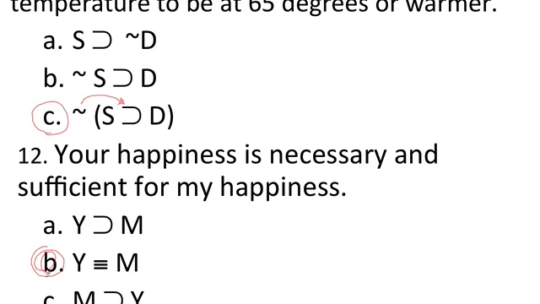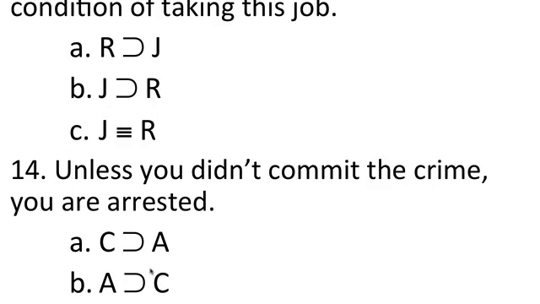Your happiness is necessary and sufficient for my happiness. Remember, triple bar is the notation, the operator we use for the phrase necessary and sufficient. It's also what we use when we say you either have both or neither, or when we say that if you are happy, then I am, and if you are not happy, then I'm not happy. Relocating is a necessary and sufficient condition. In other words, if you take the job, then you've relocated, and if you've relocated, then you've taken the job.